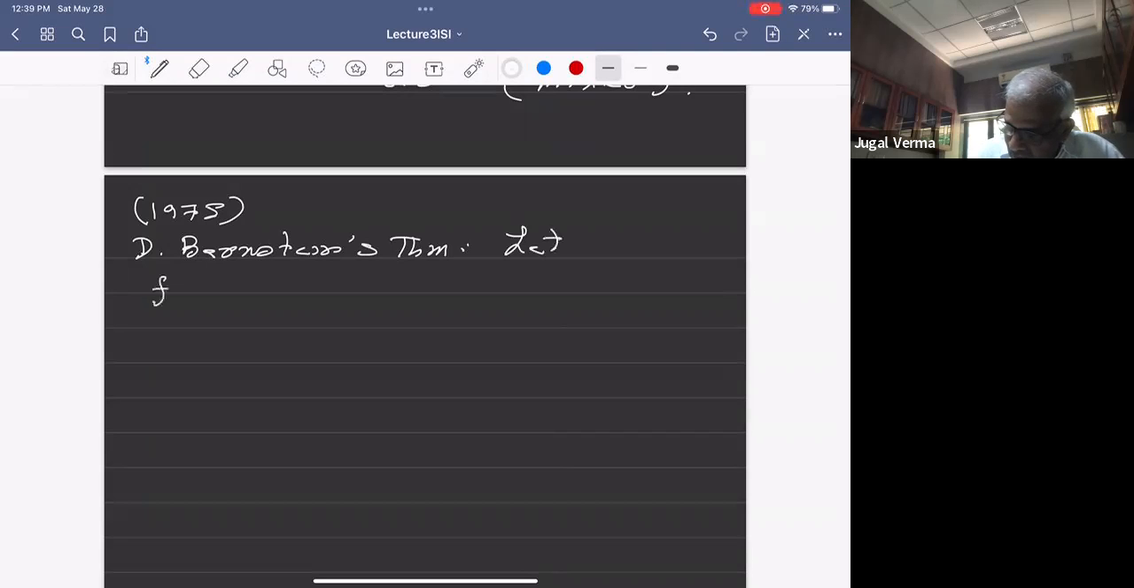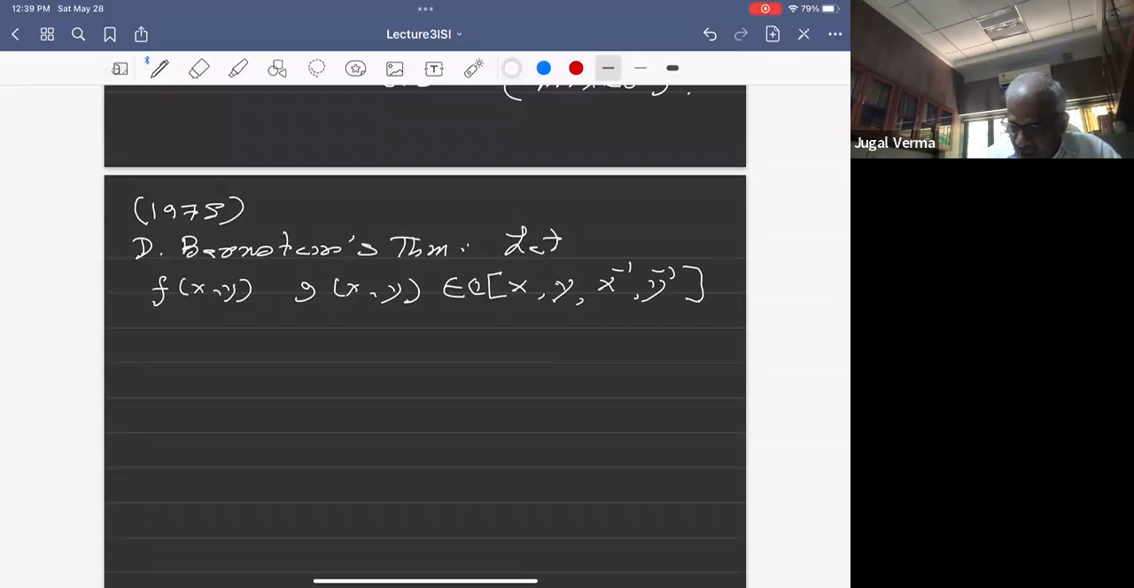Let f(x,y) and g(x,y) be Laurent polynomials. Laurent polynomials are polynomials in x and y and x inverse and y inverse. I take two Laurent polynomials, and because some variables can be in the denominator, we can only talk about their zeros in C star. C star is C minus 0.